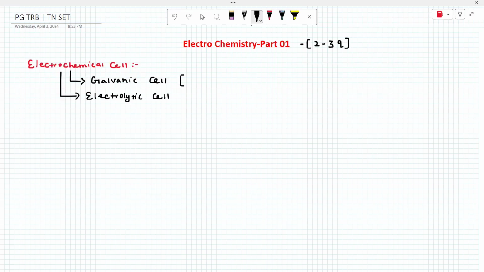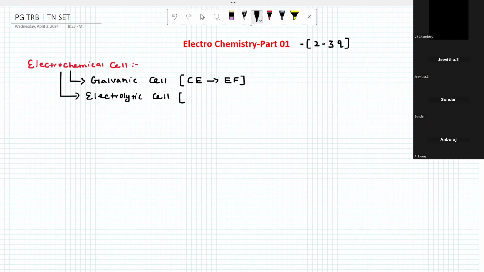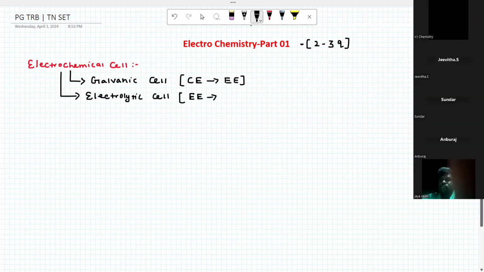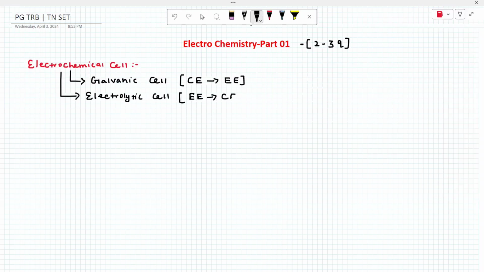Tell me, what is a galvanic cell, students? Any idea? That is, chemical energy is converted to electrical energy. What is an electrolytic cell? That is, electrical energy is converted to chemical energy. Please note. Generally, electrochemical cells are classified into two types: one galvanic cell, one electrolytic cell. Now I'm going to start from the galvanic cell.